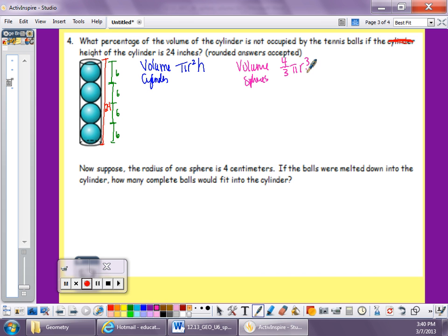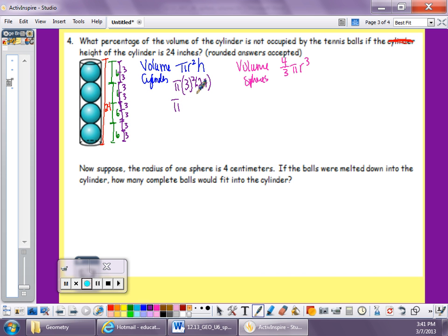The 24 will work for the height in this one, but I need the radius, so I have to divide it and get the diameters, and then I'll divide one more time and get the actual radius of each one. 3, 3, 3 and 3. So, volume, pi 3 squared times my height of 24.